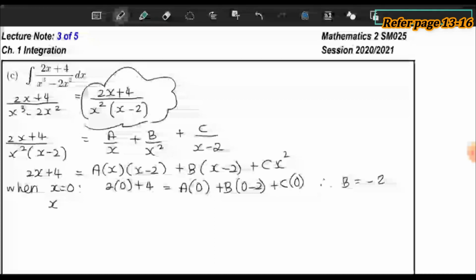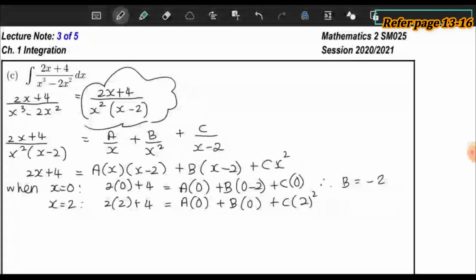When x equal to 2, 2 times 2 plus 4 equal to a times 0 plus b times 0 plus c times 2 squared. Therefore, c equal to 2.